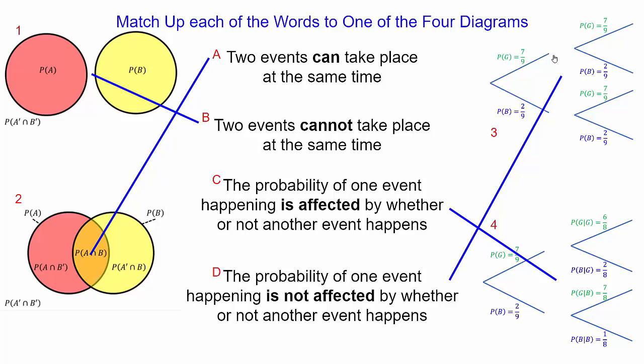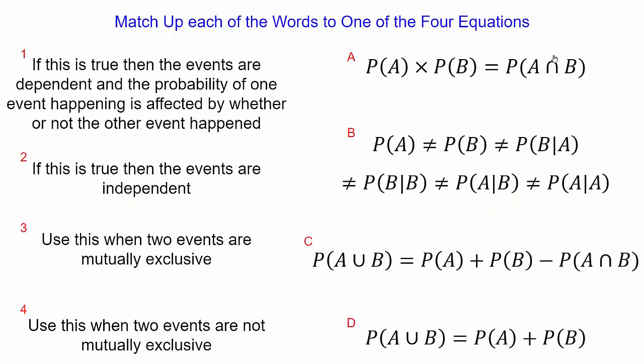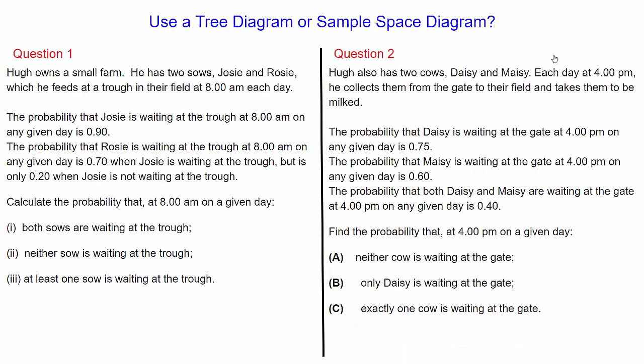So this time, please can you match up each of the words with each of the 4 equations? And your answers are 1 goes with A, 2 goes with B, but then the other 2 are swapped. Again, we're looking at definitions of independence and mutually exclusive. It's probably worth writing those equations down so that you're really sure and can use those when you need to.